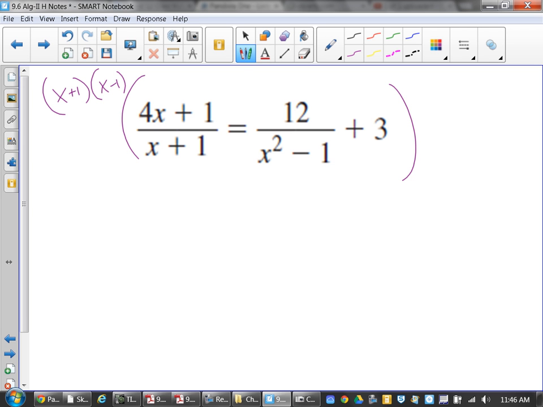When you factor this, you get x plus 1, x minus 1, over 1. What do they have in common? x plus 1, x minus 1. That's all we're looking for.